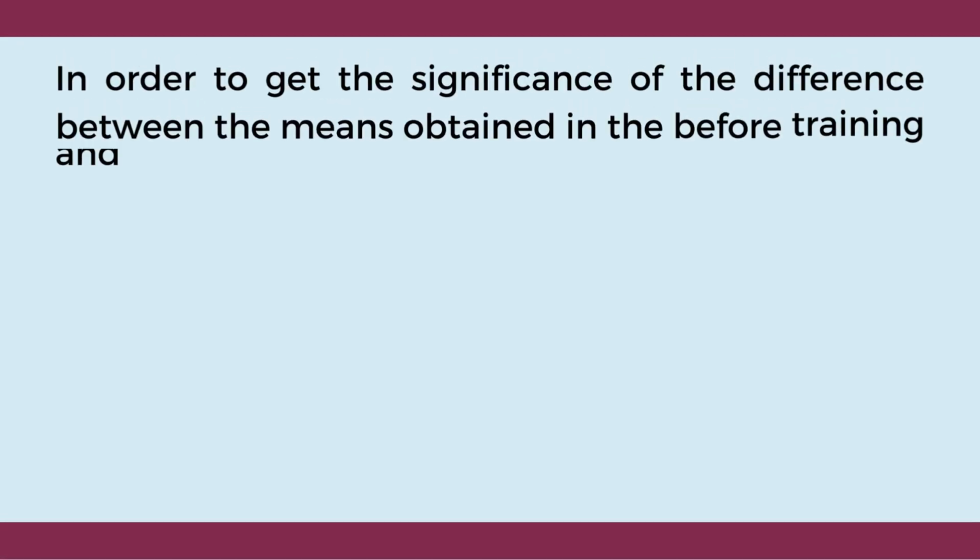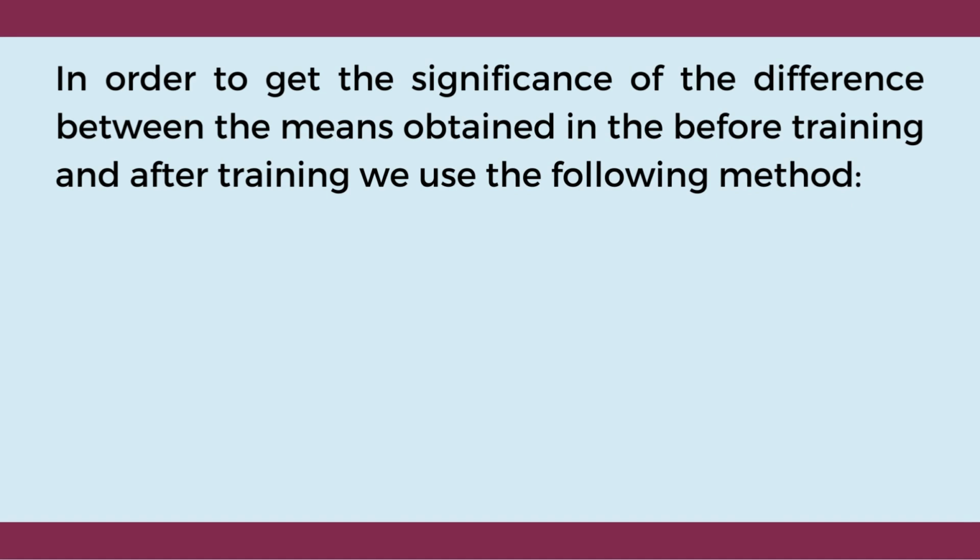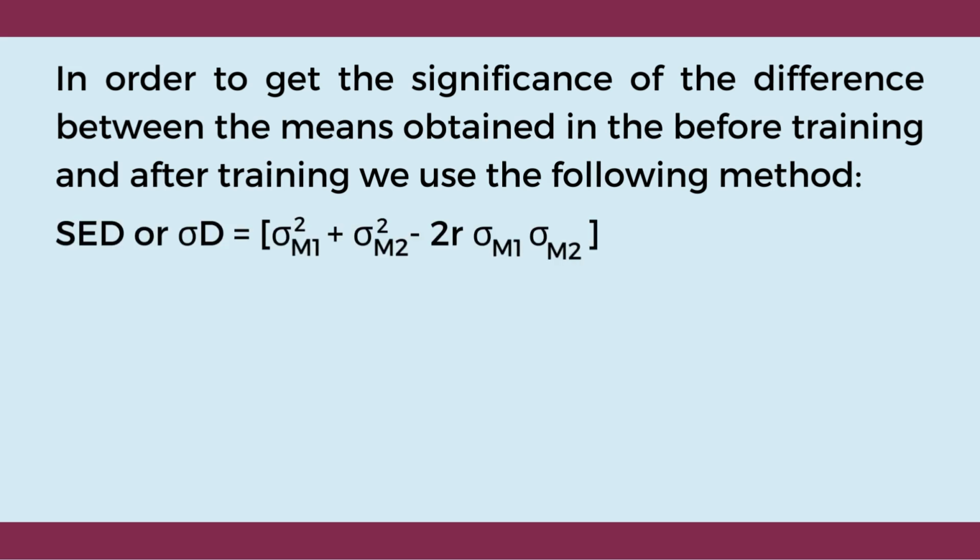Okay, now I will try to explain this method with an example. In order to get the significance of the difference between the means obtained before training and after training, we use the following method. The standard error of difference we can get with the formula: the square root of the standard error of the first group squared plus the standard error of the second group squared minus 2r times the standard error of the first group times the standard error of the second group.